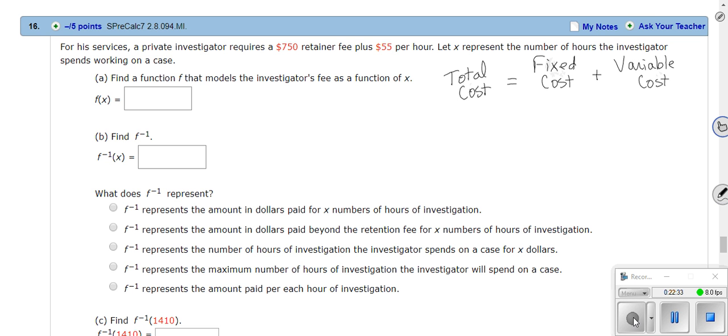So in this example, he has a $750 retainer that's just to use his services. That's not for him doing anything yet. And then the variable cost is the $55 per hour. The variable cost is always going to be where your variable is. So that essentially is our function: 750 plus 55x, or 55x plus 750, doesn't matter. Then find f inverse. I think you guys can do that. You can solve that. I just wanted to go over that anytime there's some kind of cost problem, that's always how I break it up in my head. Fixed cost, variable cost.